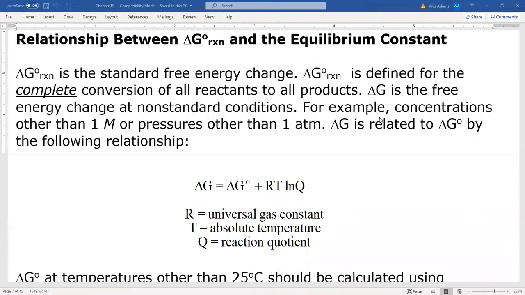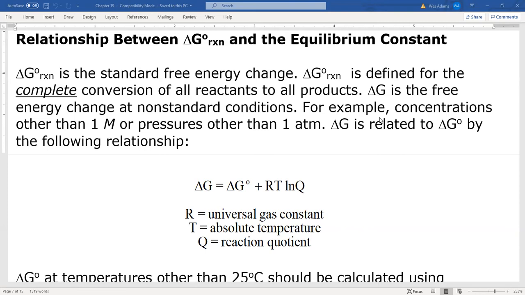Okay, let's talk a little bit about the relationship between delta G and the equilibrium constant. Delta G standard is the standard free energy change, where delta G standard for a reaction is the complete conversion of the reactants to the products. And delta G is the free energy change under non-standard conditions, the lack of the zero superscript.